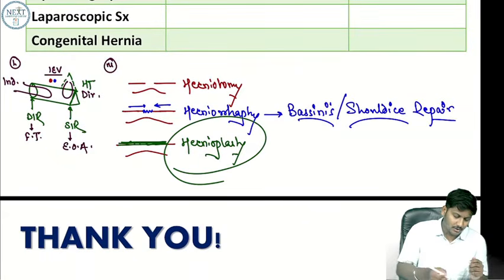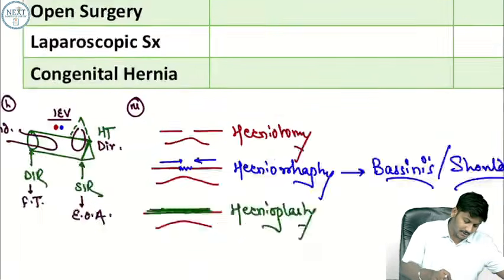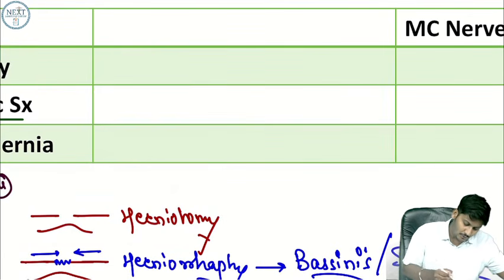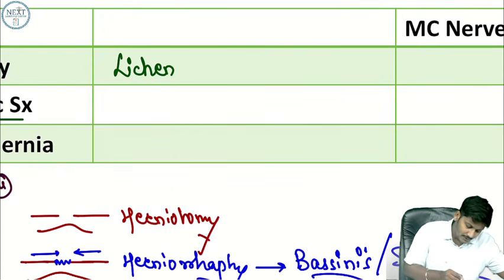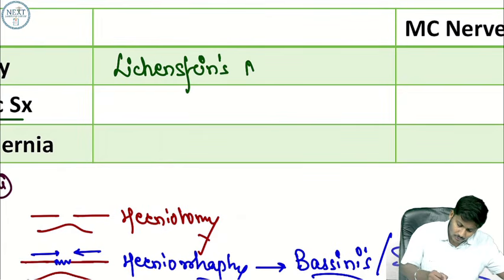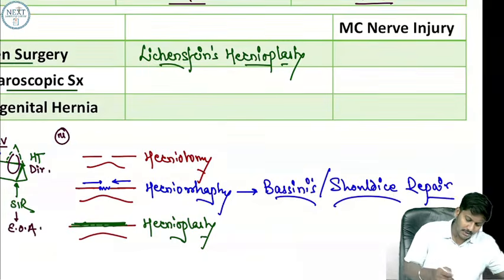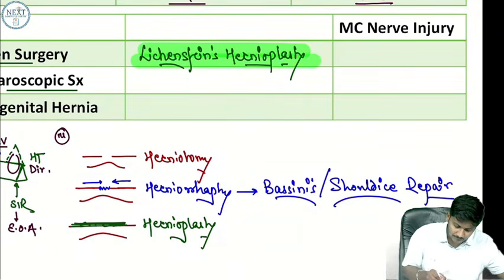Now when I talk about hernioplasty, it can be of two types. Either it is an open hernioplasty or open surgery, or a laparoscopic surgery. The open hernioplasty that we do is classically called the Lichtenstein's repair. So Lichtenstein's mesh hernioplasty or the Lichtenstein's tension-free repair is the open hernia surgery that we do for inguinal hernia nowadays.